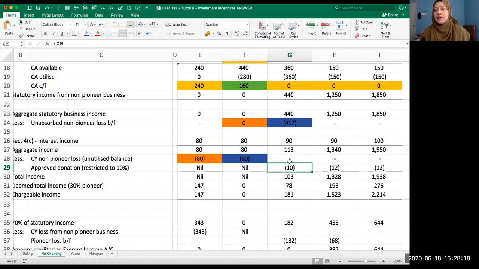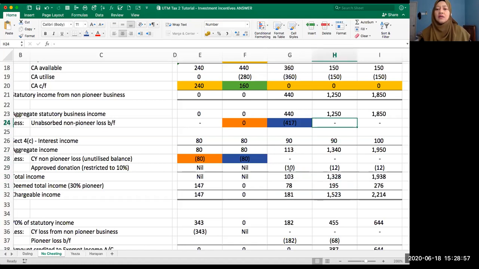Now you can claim your approved donation. How much is your approved donation? 10,000. How much can you claim maximum? 10% of your aggregate income, which is 11,300. But because you only donate 10,000, you claim 10,000 lah. Janganlah claim 11,300 pula. Alright, so that is wrong. So you can only claim 10,000 because that is the maximum of your donation. Then you have 113 minus 10, you have 103, then plus 30% of your SI. Now your chargeable income is 181.